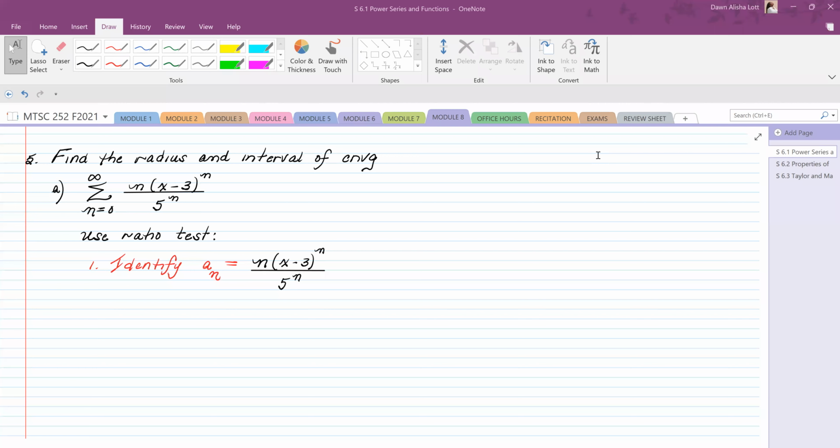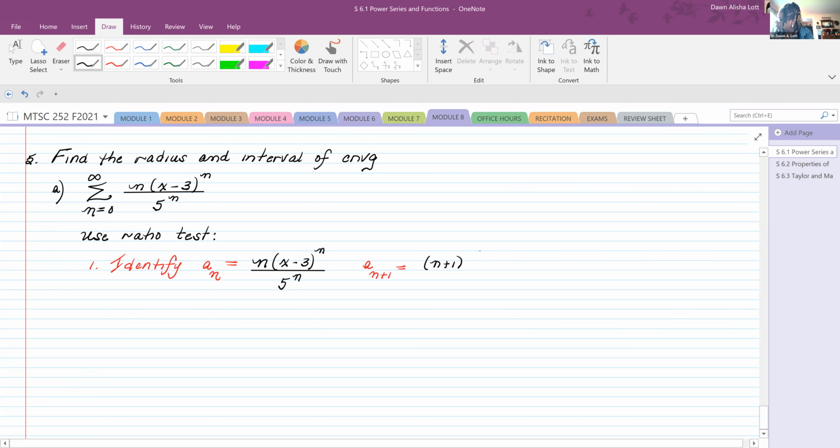Dr. Lott, would it be possible to take the limit from n to infinity of the absolute value of a_(n+1) over a_n? Very good. Okay, so we also need to identify a_(n+1). So a_(n+1) is (n plus 1) times (x minus 3) to the n plus 1 divided by 5 to the n plus 1.